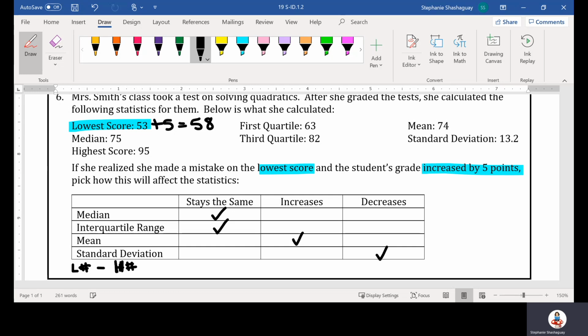Okay? So only your lowest number changes. So it had no effect.